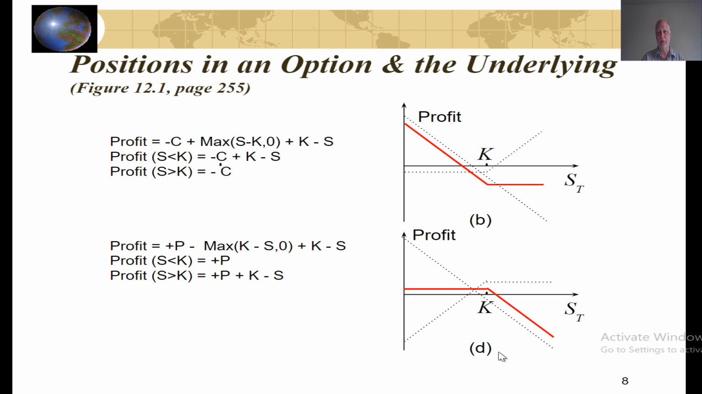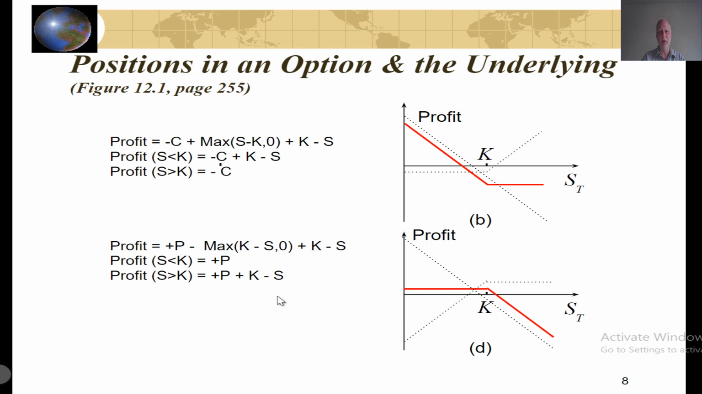The final position down here, D, again is short a stock, and now we again have an option position here. This option position is shorting a put. So the payoff from shorting the put is plus P minus maximum of K minus S, 0. And then the short stock again is K minus S. So if S is less than K, then this is K minus S, which cancels the plus K minus S, since we have a negative here, and we're left with the positive put price, this red line right here.